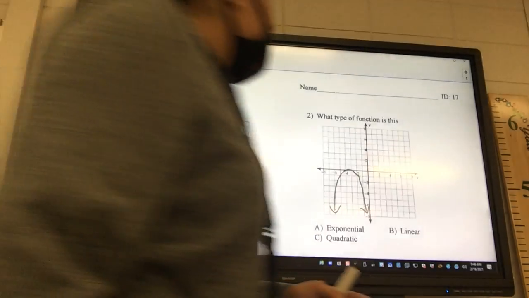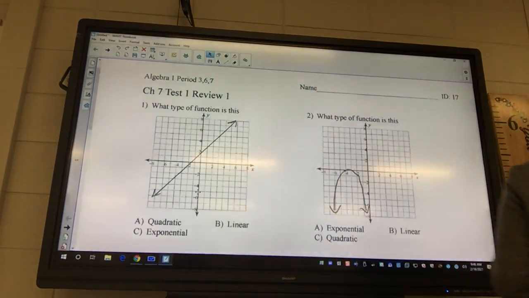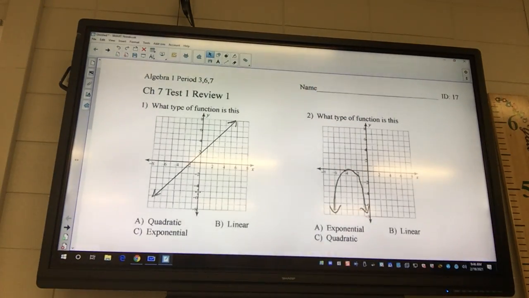If not, it'll be on Canvas. All right, so the very first part of this is about functions.